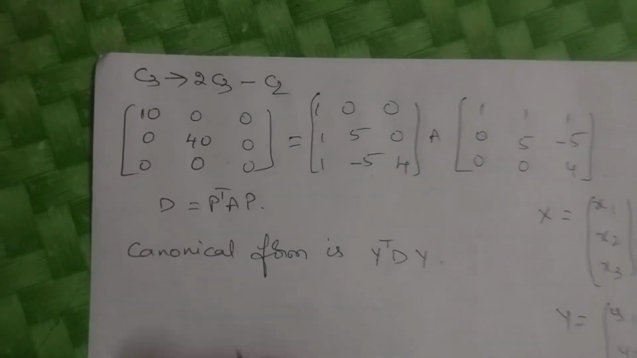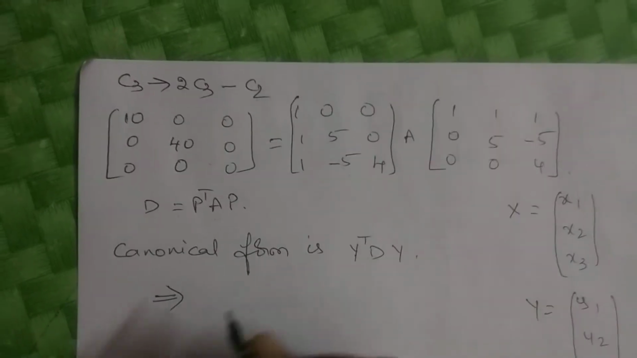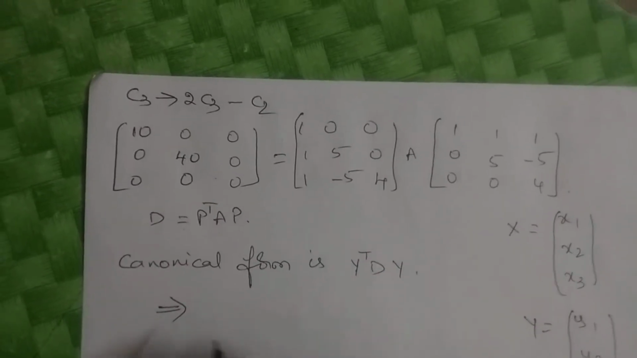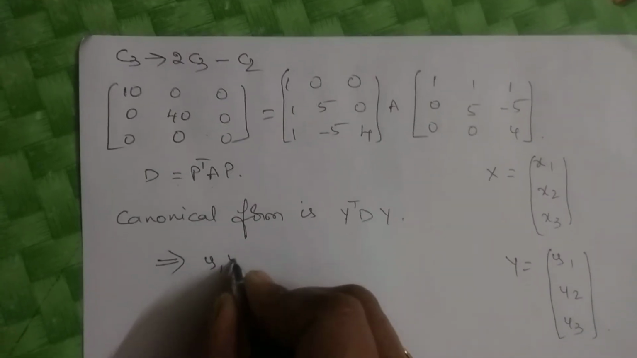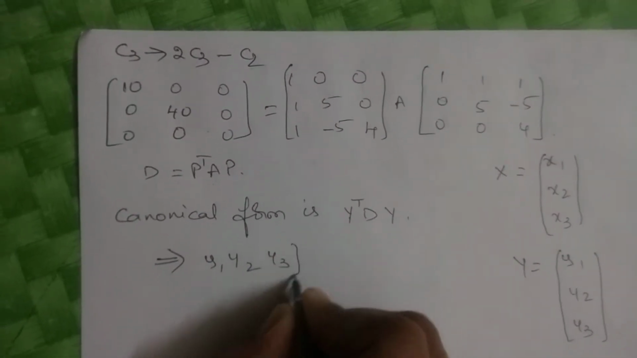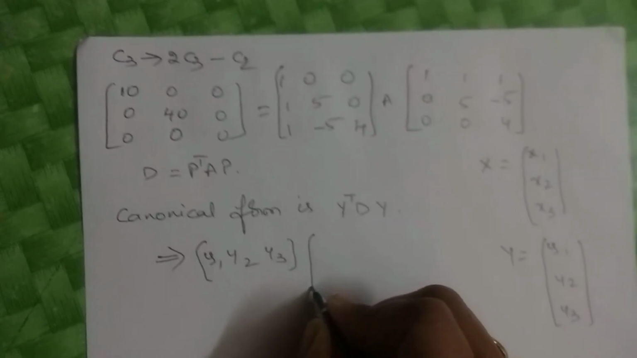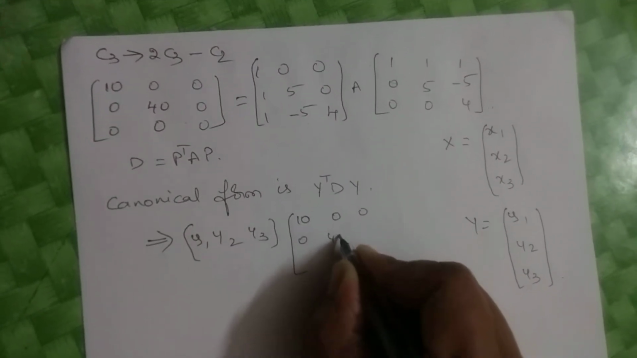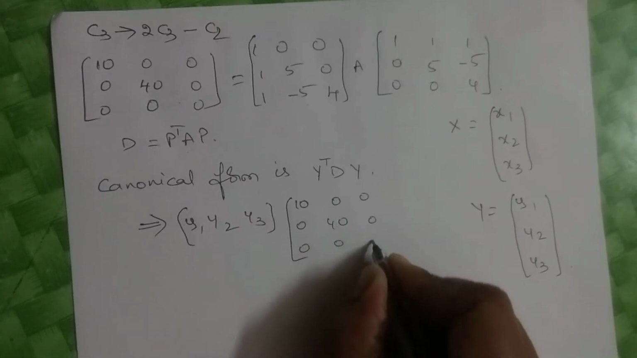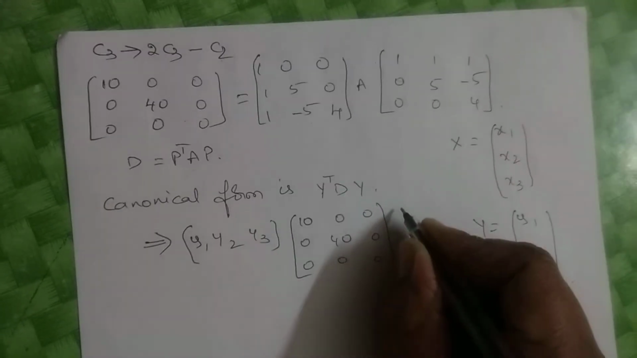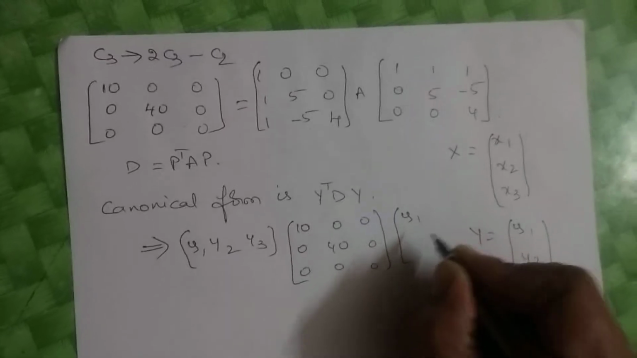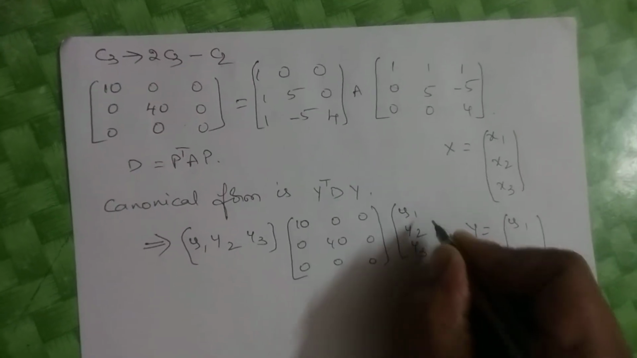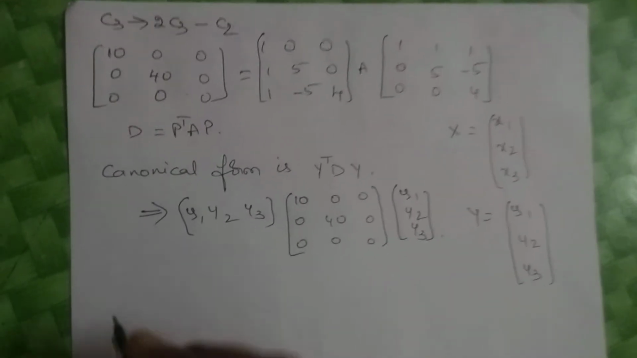Okay, now what is the canonical form? Canonical form is equal to Y transpose into D into Y. This is Y1, Y2, Y3. What is D here? D is equal to 10, 0, 0, 0, 40, 0, 0, 0, 0 and Y is Y1, Y2 and Y3.